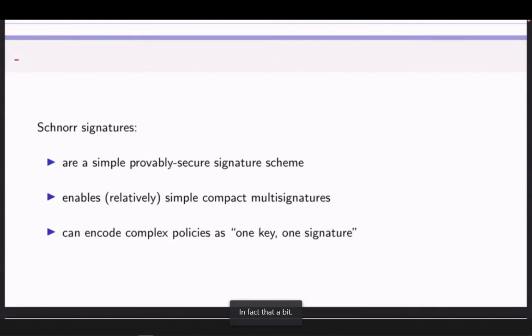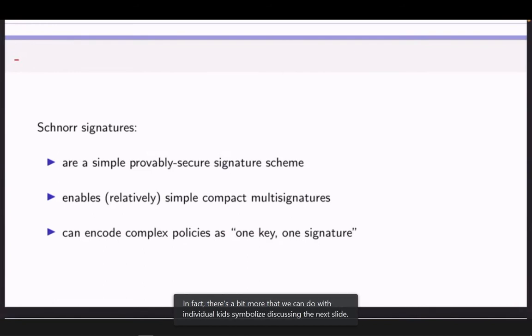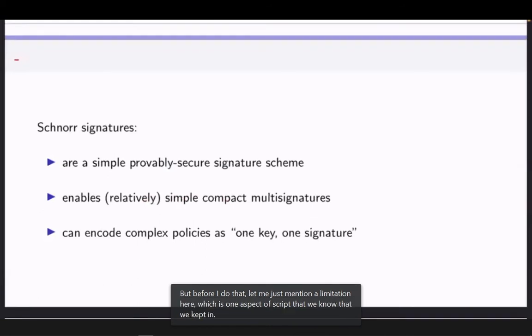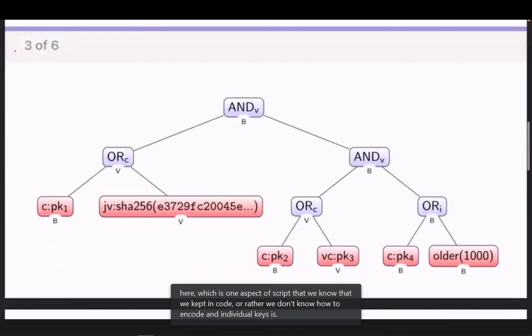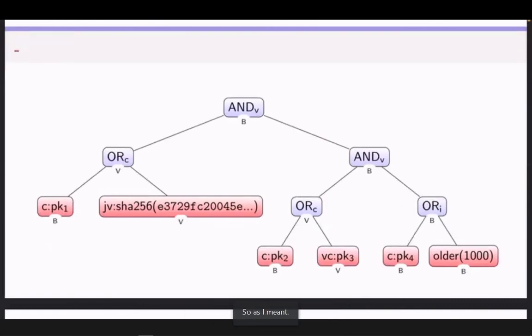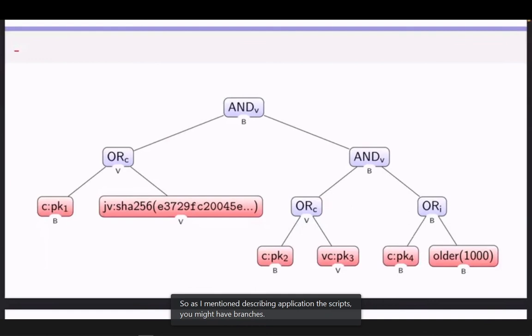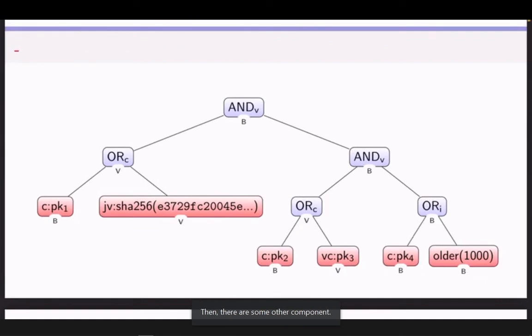In fact, there's a bit more that we can do with individual keys, which I'm going to discuss in the next slide. But before I do that, let me just mention a limitation here, which is that one aspect of script that we know that we can't encode, or rather we don't know how to encode in individual keys, is this issue of time locks. So as I mentioned, describing application of the script, you might have branches like on the far right of my screen here, where you have a time lock requirement, where you say, if the coins are older than some number of blocks, then there is some other component of the policy that becomes active.